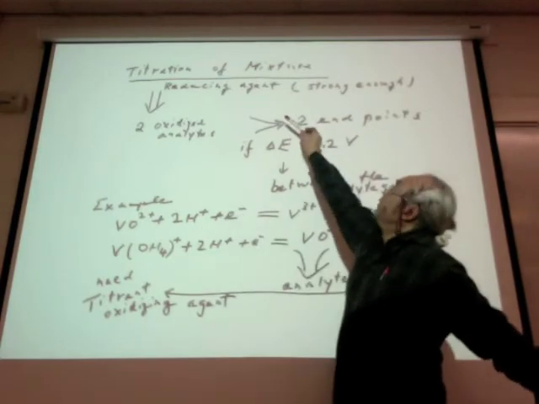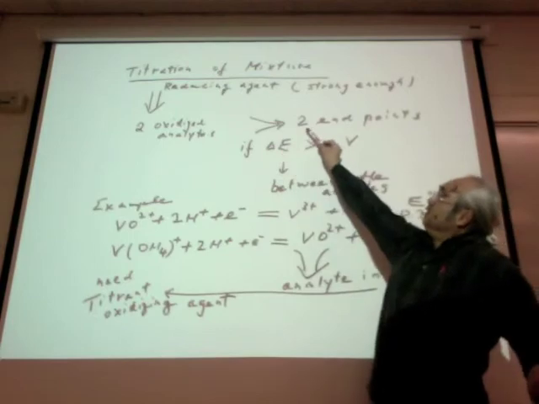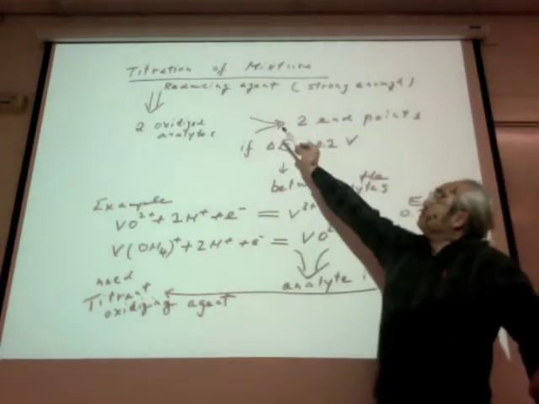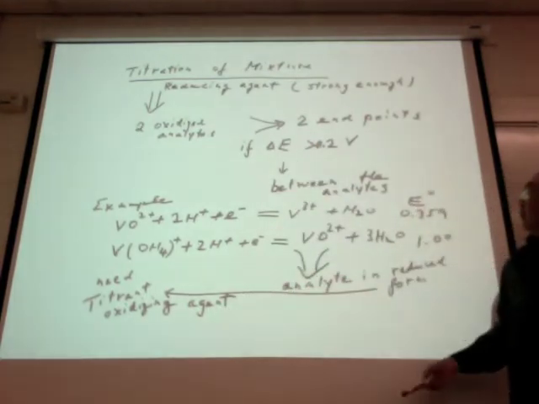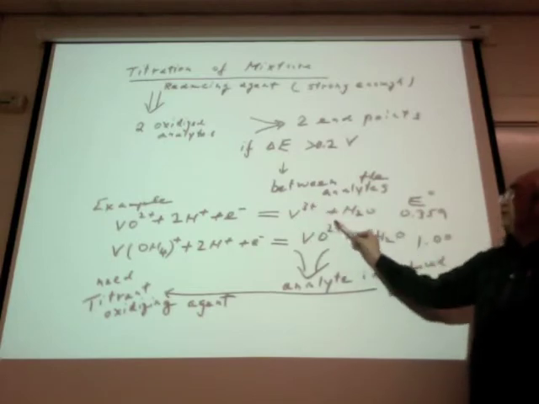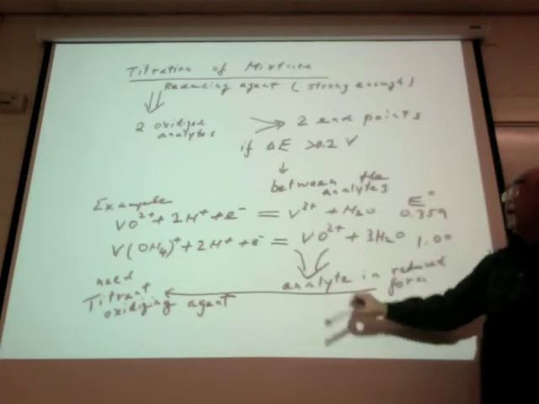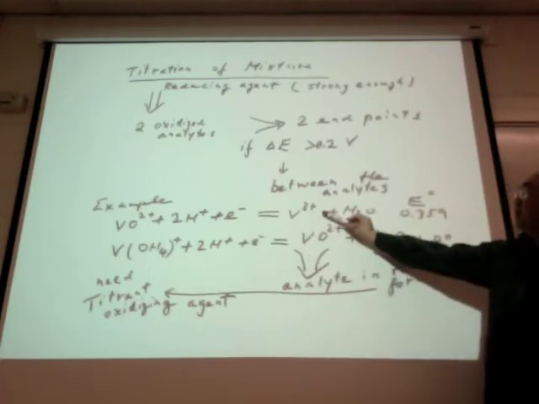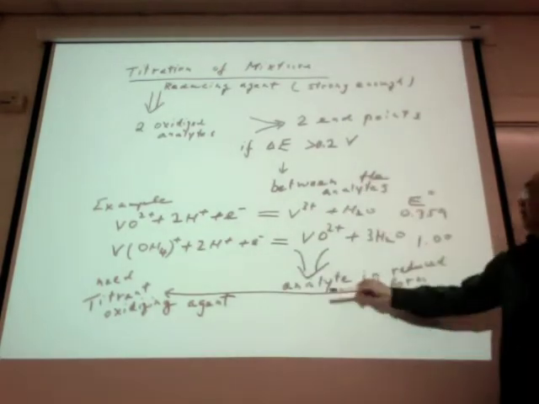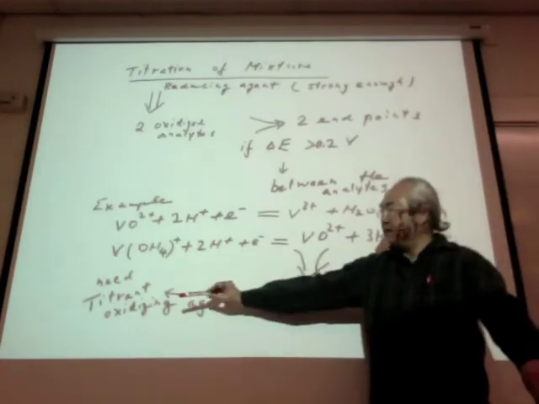So the example is reducing agent, oxidized analyte. And here my example is the other way around. So the titrant is an oxidizing agent. So you will be looking at the analyte in the reduced form. And this would be your analyte. Okay? So reduced form, so oxidized by the titrant to form that. Then this one is also in a reduced form, so your analyte is going to be oxidized by that.